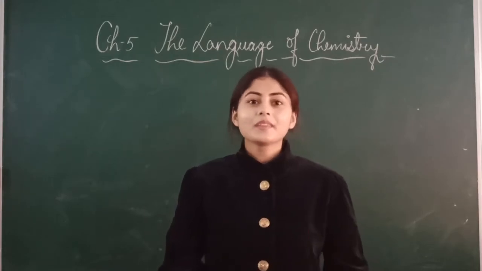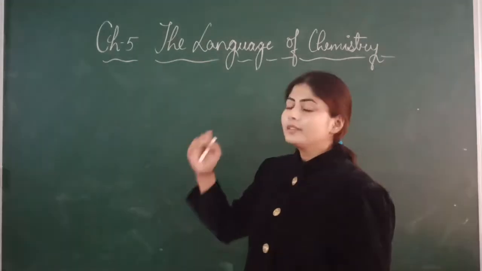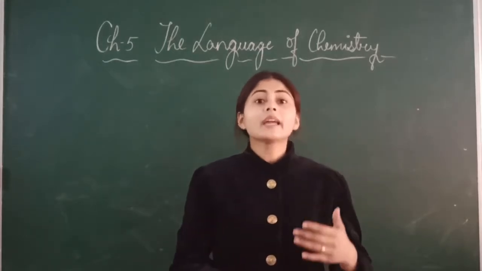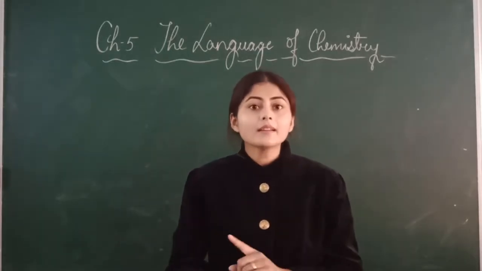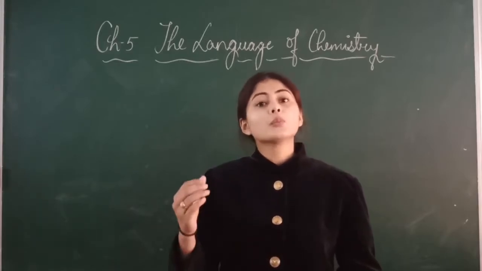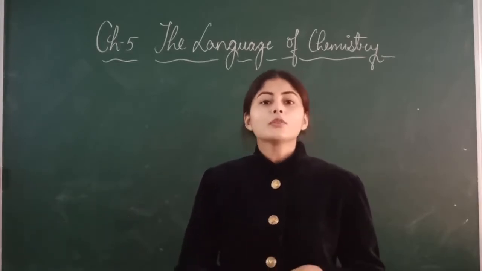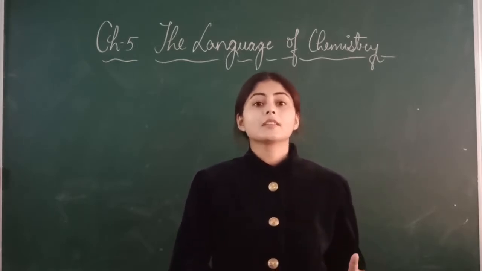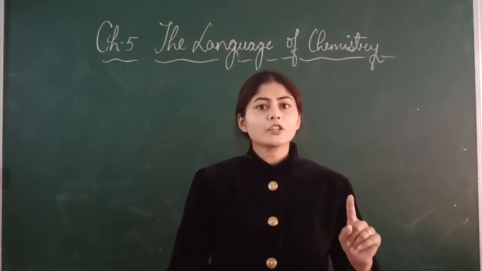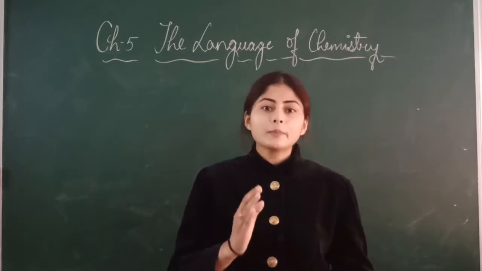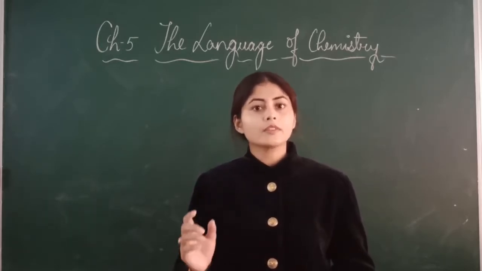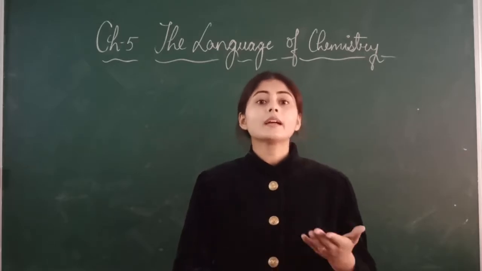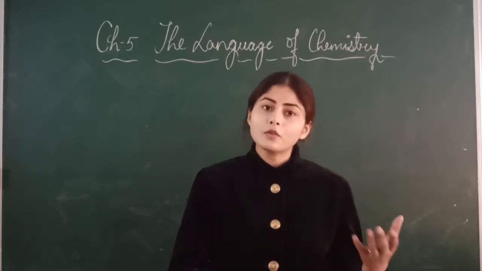Good morning everyone. In the previous session in this chapter, we studied how we can make chemical reactions more informative, by mentioning the conditions, colors, state, and indicating the precipitate and the gaseous product with an arrow. So by these things we can make the chemical reactions more informative.